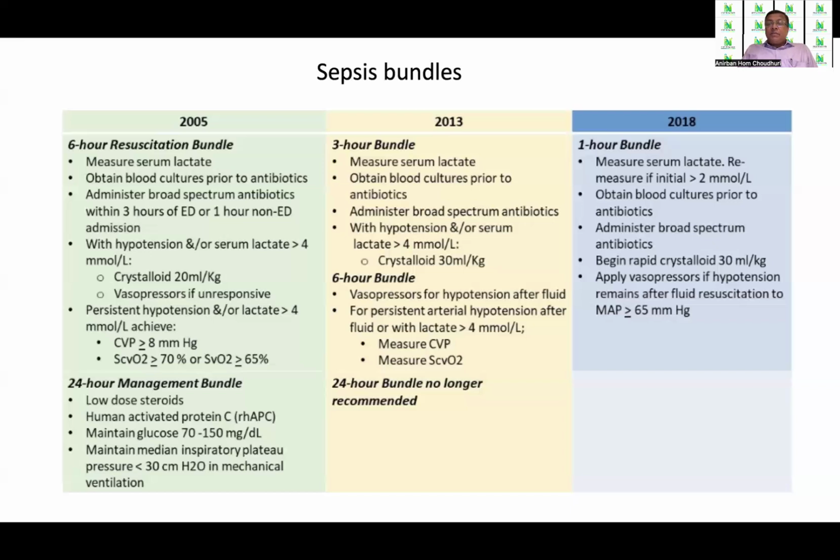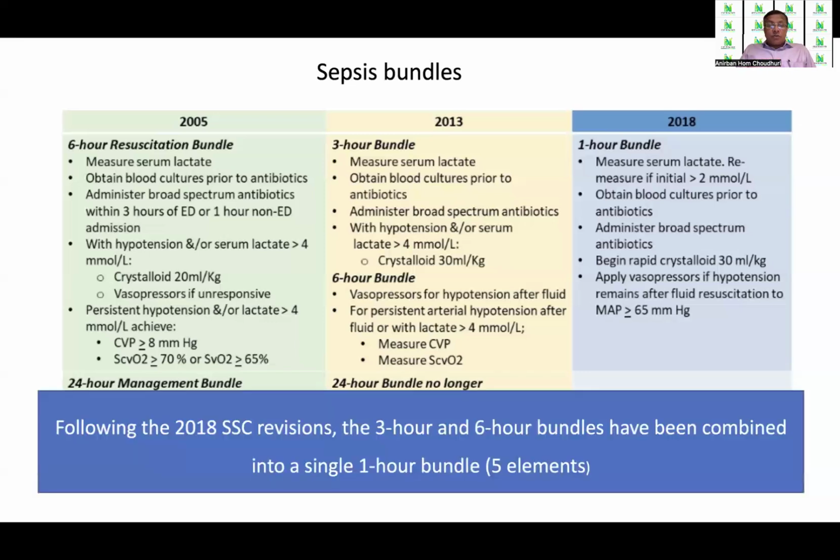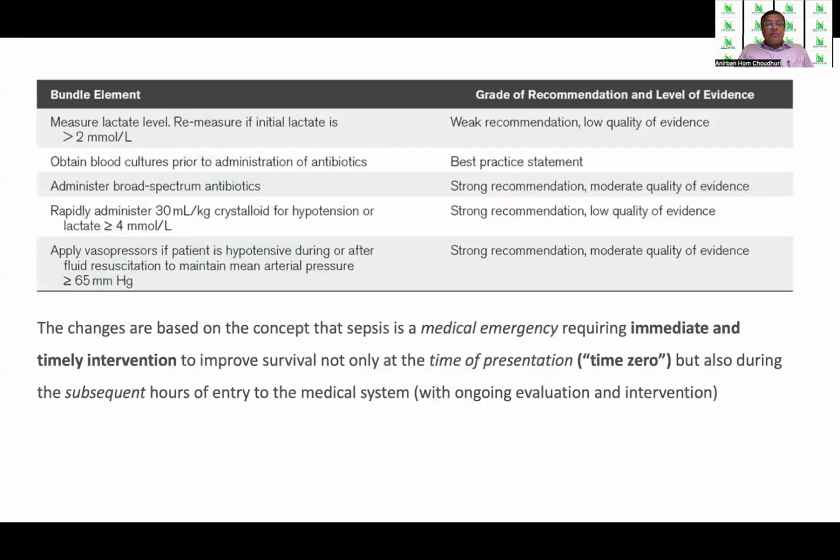Now we call them bundles because each of them can be audited and evaluated, and if you just stick to one of them, we can probably get an outcome. But if we can collectively implement them, we get a much better outcome. So following the 2018 Surviving Sepsis Campaign guideline revisions, the 3-hour and 6-hour bundles were combined into a single 1-hour bundle of 5 elements. And that's what is important in the context of this patient.